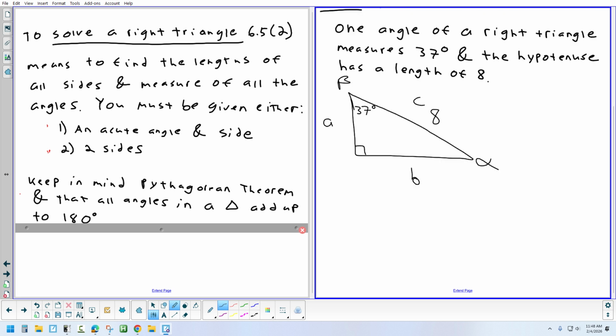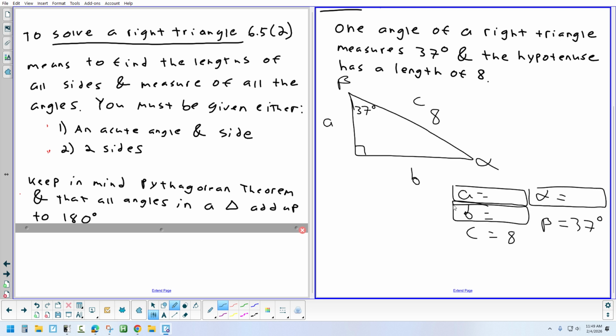Okay. So what I'm going to do is I draw the diagram so I can visualize it, and then down below I'm going to make a table. Okay, I know beta is 37. I know C is 8. And I'm going to put boxes around everything I need to figure out: A, alpha, and B. So when we're done, I'm looking for 3 answers to this problem.